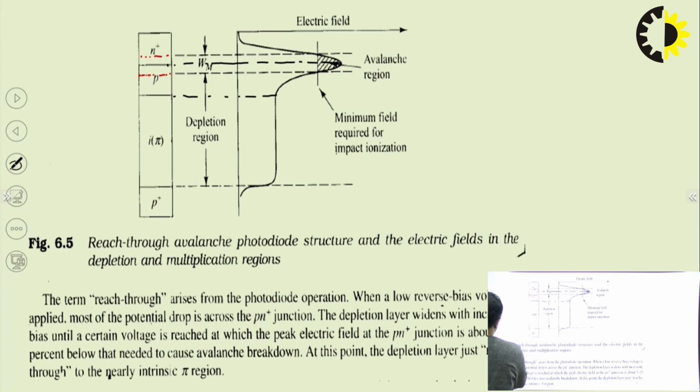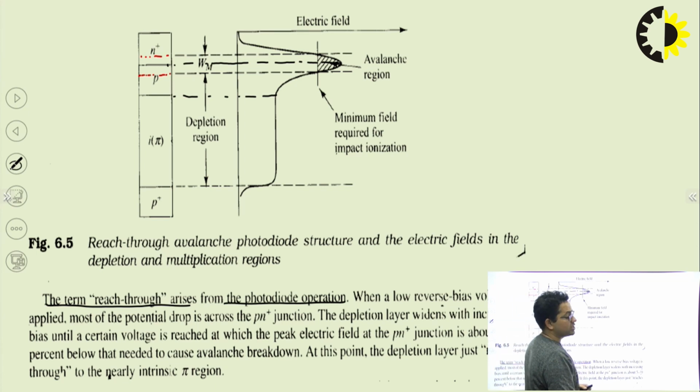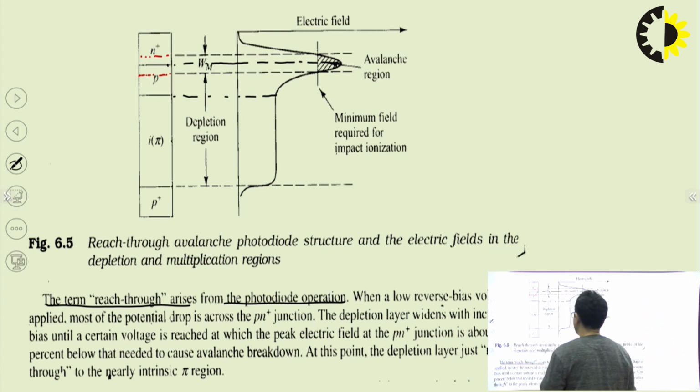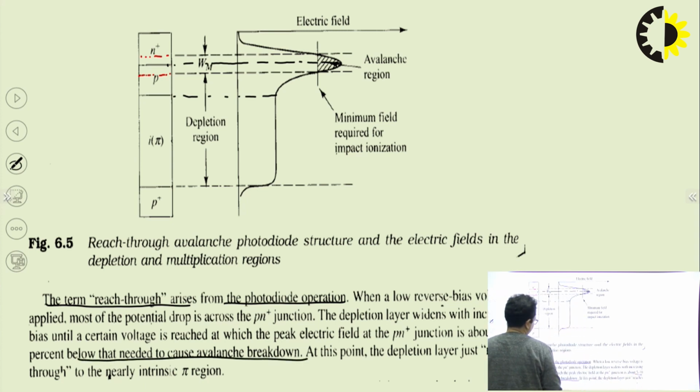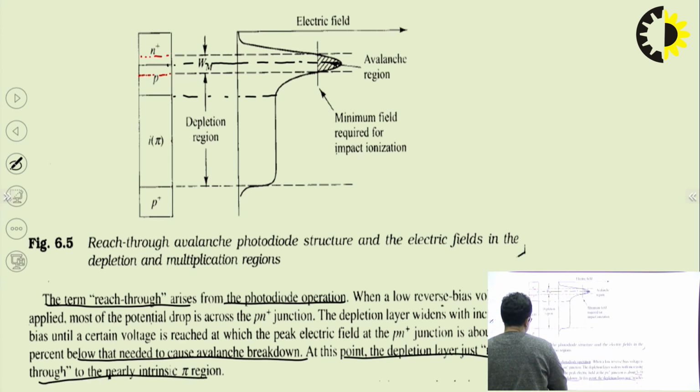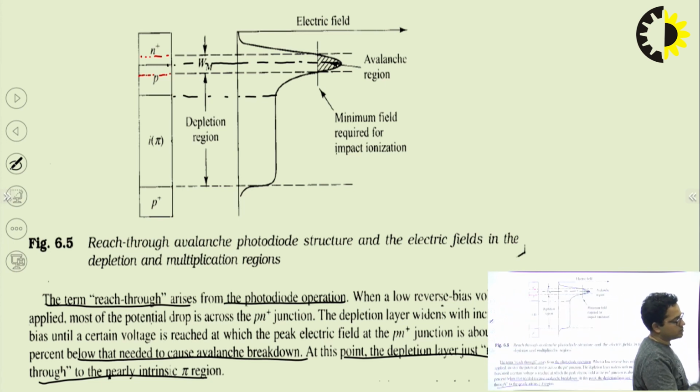Here we know that the term reach through arises from the photodiode operation. When a low reverse bias voltage is applied, most of the potential drop is across the P N plus junction, and the depletion layer widens with increasing bias until a certain voltage is reached, at which the peak electric field at the P N plus junction is about 5 to 10% below that which is required for avalanche breakdown. At this point, the depletion layer just reaches through to the nearly intrinsic region. That's why it is called a reach through junction diode.